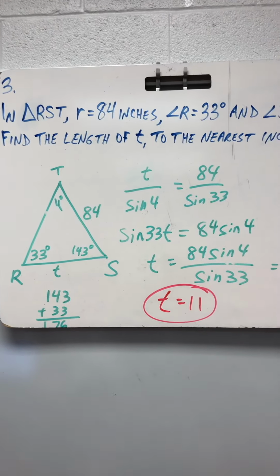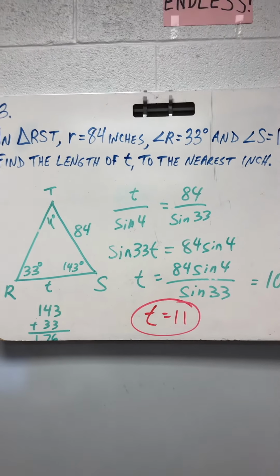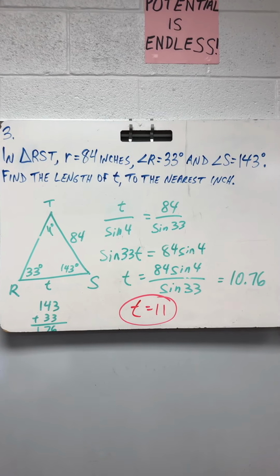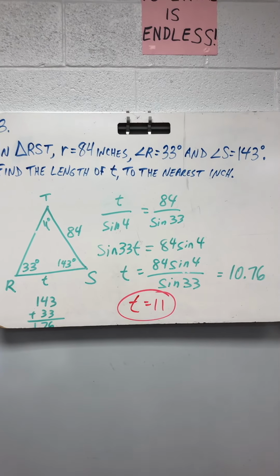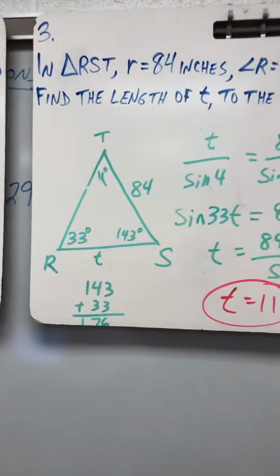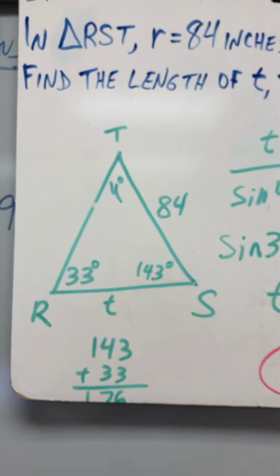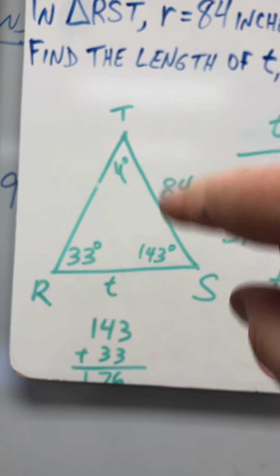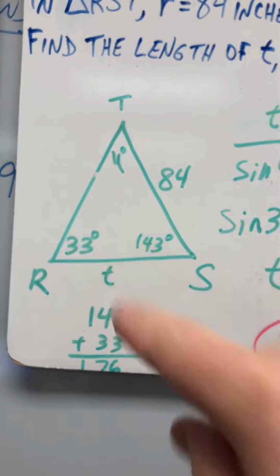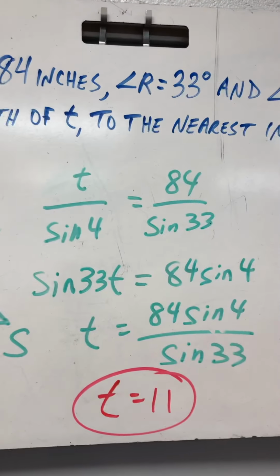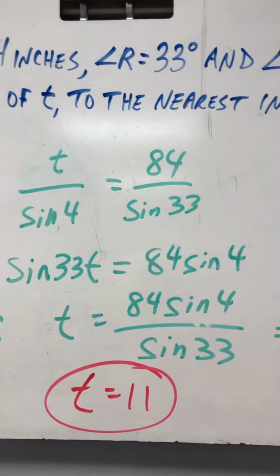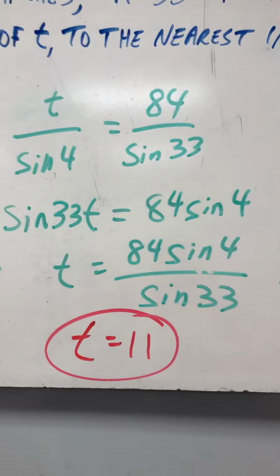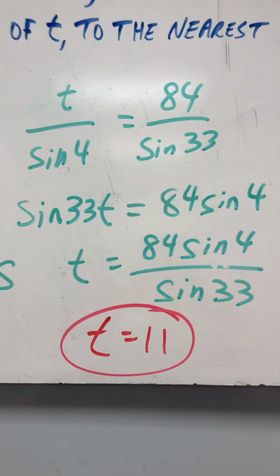Triangle RST, little r equals 84. Angle R equals 33 and angle S equals 143 degrees. Find the length of little t to the nearest inch. Again, I have to add up to 180 to find that the third angle is 4 degrees. So I'm going to do t over sine 4 equals 84 over sine 33. Cross multiply, I'll get t equals 10.76, which is closer to 11.